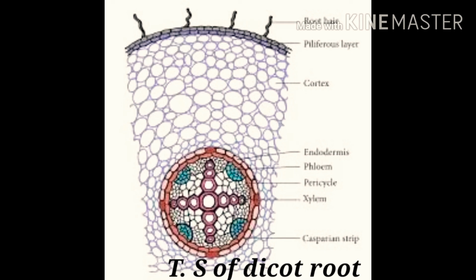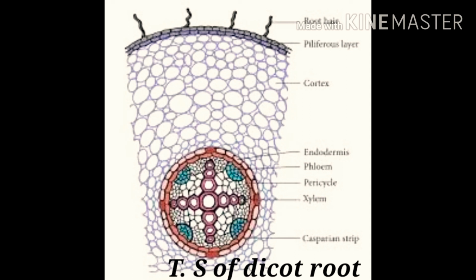Then the next layer is occupied by the vascular system. Here the vascular system is a radial type of vascular system, where xylem and phloem are arranged on different radii. And the xylems are exarch. Exarch means nothing but protoxylem towards the outer side and metaxylem towards the inner side. And the number of xylems is tetrarch. Tetrarch means it possesses 4 xylem bundles.